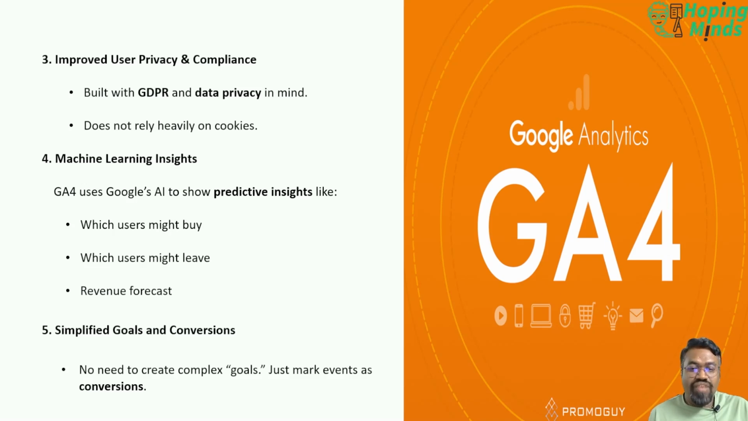Google Analytics has simplified goals and conversions. No need to create complex goals, just mark events as conversions. That's done. That's enough. Because if we do that, then events will be considered as different conversions. For example, if a person is visiting the website, it becomes an event. If the person is scrolling, that also becomes an event. If that person is purchasing something from the website, that becomes an event. Therefore, we need to just mark the events as per their name. That's done. That's enough. We can track the conversions accordingly.